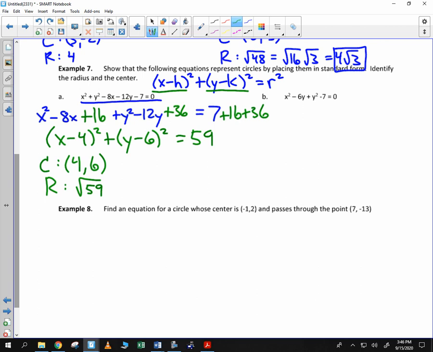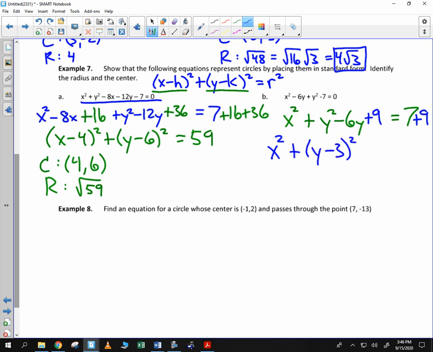Let's try it again. This time we don't have any other x squareds. So x squared is by itself. But I do have some other y's. So I have y squared minus 6y. And add 9. X squared plus y minus 3 quantity squared is equal to 16. So it looks like the center is 0, 3, and the radius is 4.